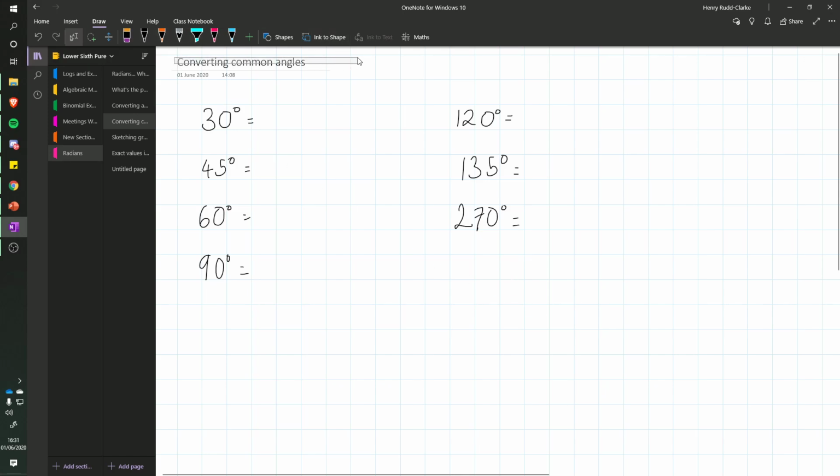Common angles, just seen a few of these. These are angles in degrees that you probably know from GCSE. If I said what's sine 30, or cos 30, you'd probably be able to tell it to me, at least I hope you'd be able to. These are ones that you probably want to know off the top of your head. What are these in radians?